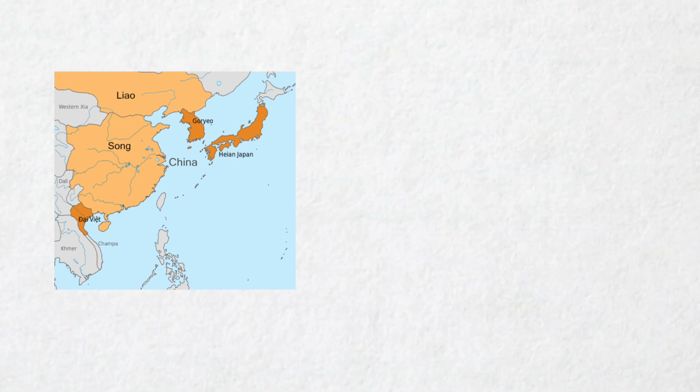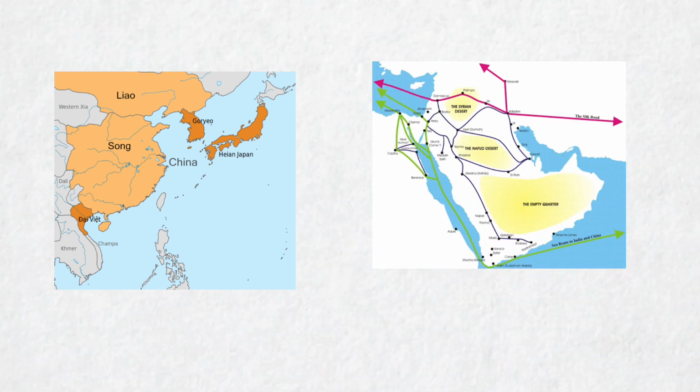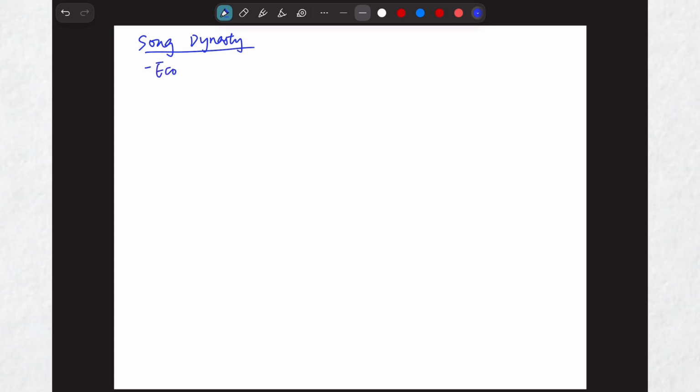To be honest, the most important things you have to remember for this unit are the East Asian empires plus the Middle East, namely the Abbasid Caliphate in the Middle East and the Song Dynasty in China. In this video, we're going to talk about the Song Dynasty. The Song was the economic powerhouse of the world during this time, and the thing you must know for this dynasty is that they're extremely innovative.